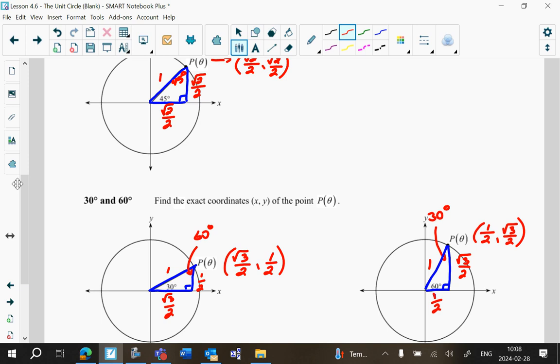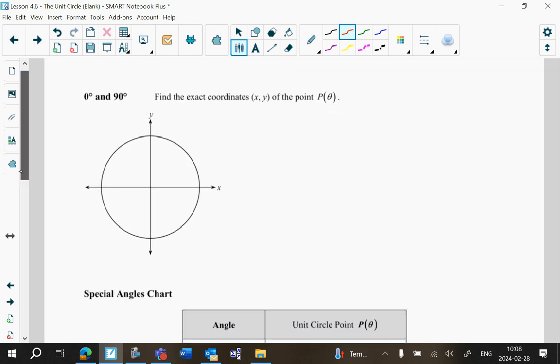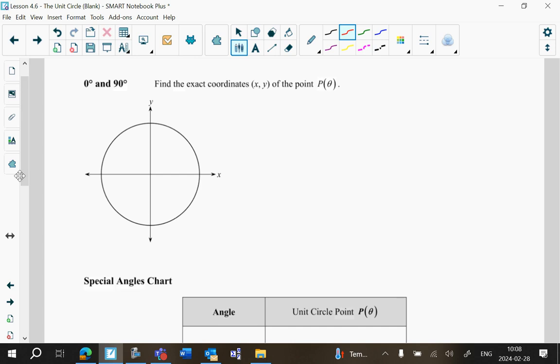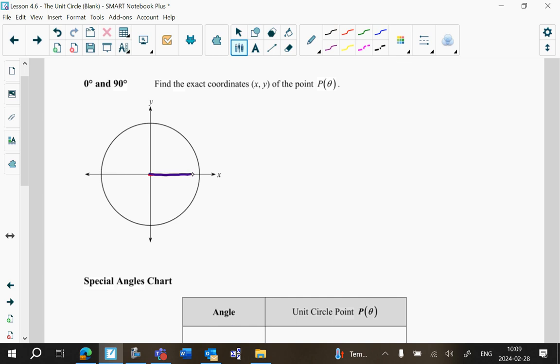What happens if we put 0 and 90 in? Well, wouldn't a 0-degree angle, both arms would be like that, right? Because it's 0 degrees. That means both arms are the same. It doesn't go up at all.